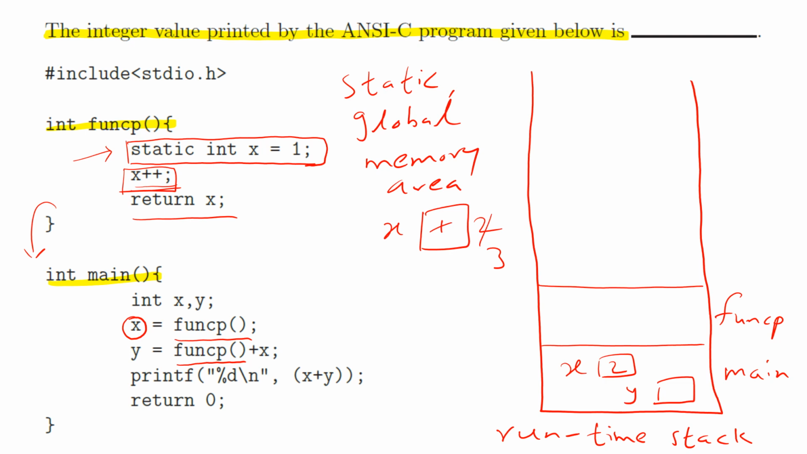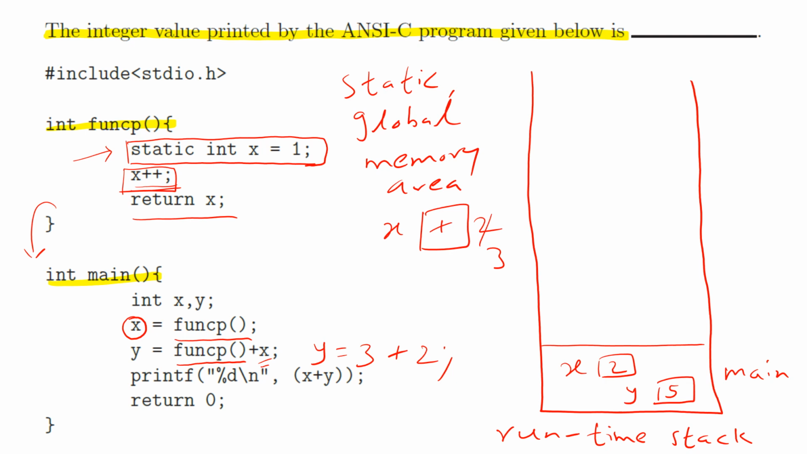When you return x, that will be copied over here. So what we are trying to do over here is y assigns the return value from func_p, which is 3, plus x. This x is of main's x, which is 2. So we are trying to assign 5 to y, and when we exit from the function, the stack frame for func_p is destroyed, but x is still there.